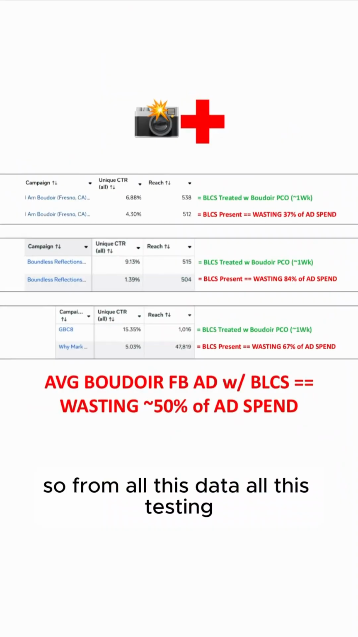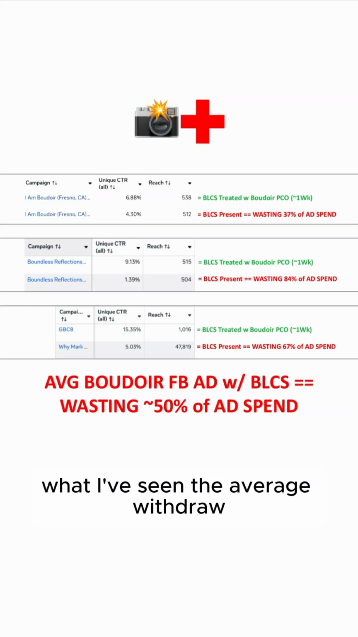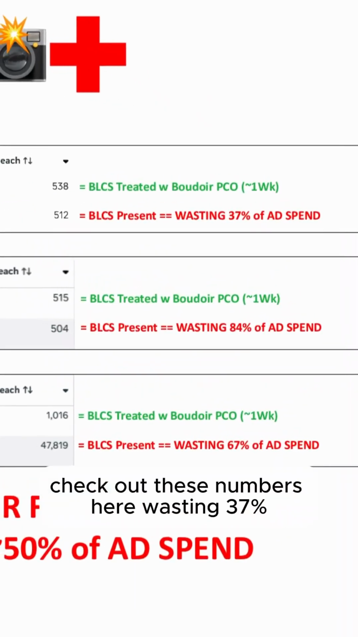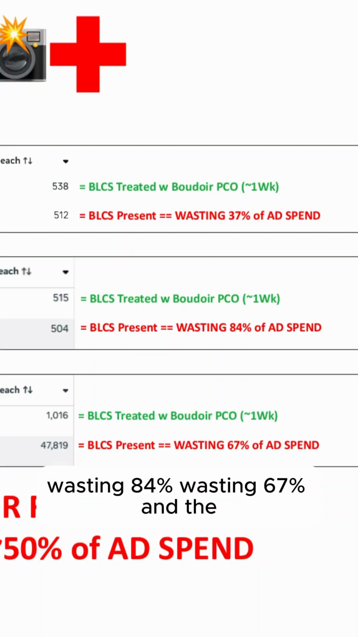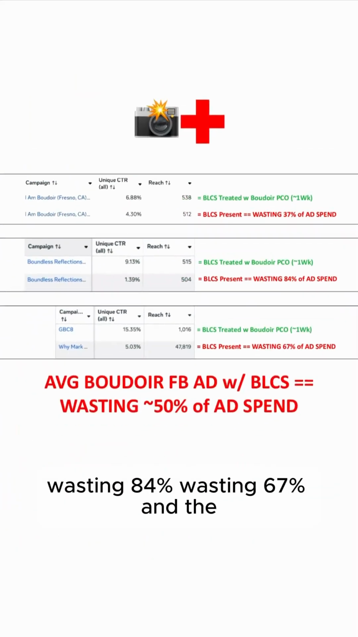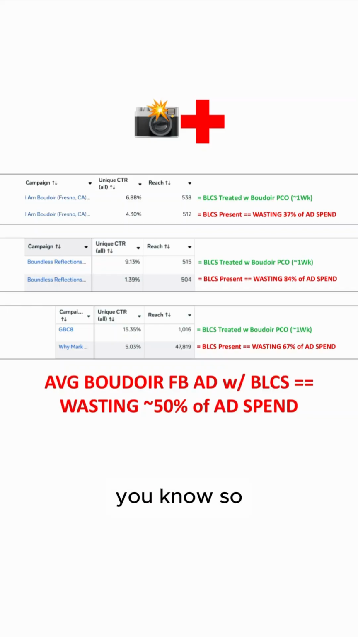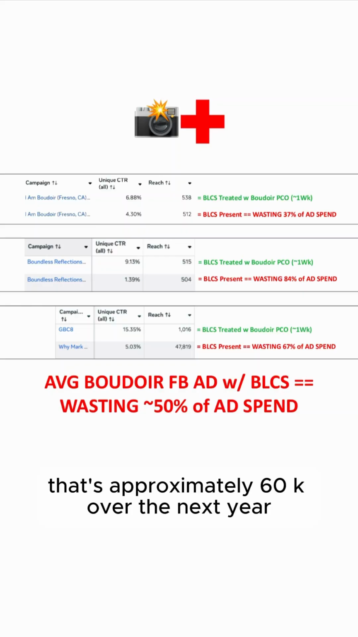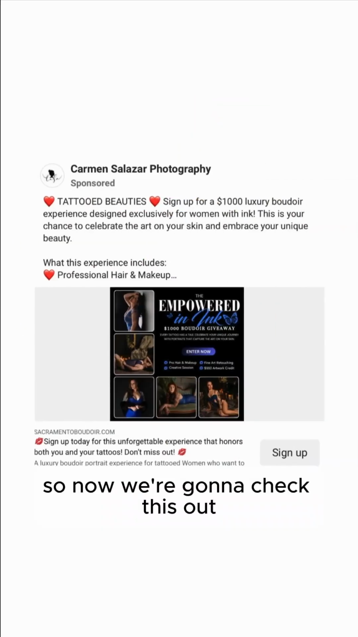So from all this data, all this testing, what I've seen, the average Boudoir Facebook ad with BLCS is wasting about 50% of its ad spend. I mean, check out these numbers here: wasting 37%, wasting 84%, wasting 67%. So if they're spending more than 10 grand a month on Boudoir Facebook ads, then on average, 5K a month is being wasted. They can eliminate that, put that back in their pocket. That's approximately 60K over the next year. So now we're going to check this out.